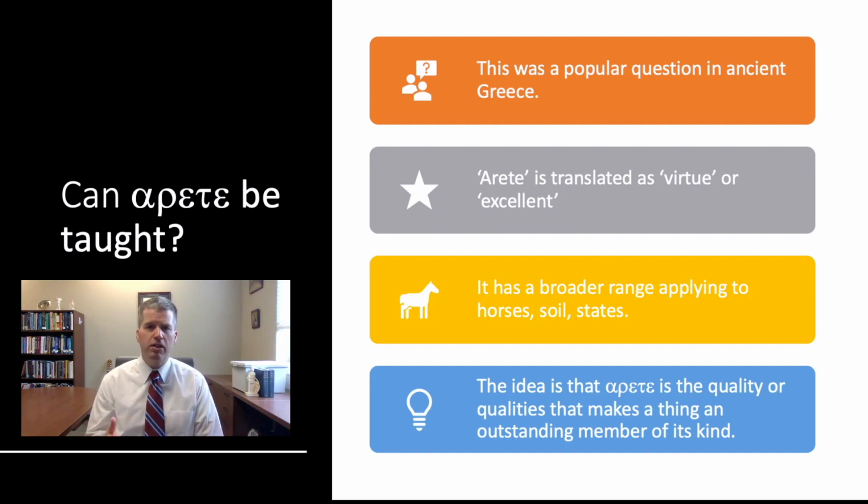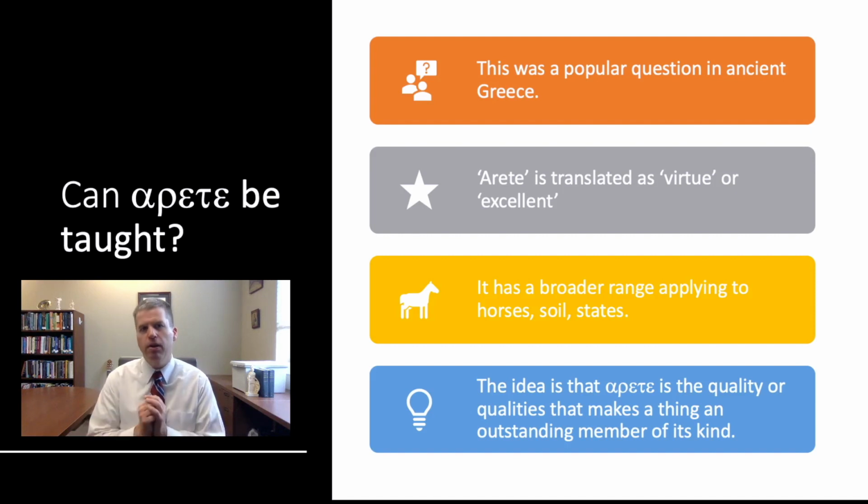It's important to realize that arete has a much broader range than virtue. It is a trait that applies to non-humans. It applies to horses. Horses have arete. It applies to soil. You can talk about good soil, soil that has this property of arete. States can have this excellence. So the idea behind arete is that it's an aspect or a quality or a set of qualities that makes something an outstanding member of its kind. So when you think about a human being that has arete, your picture is an outstanding person that enables them to flourish as a human being.